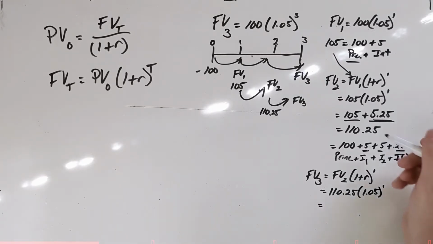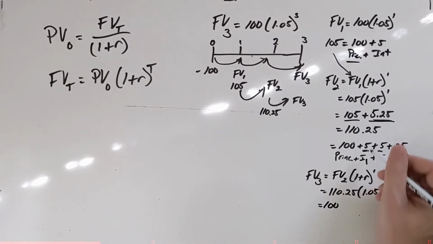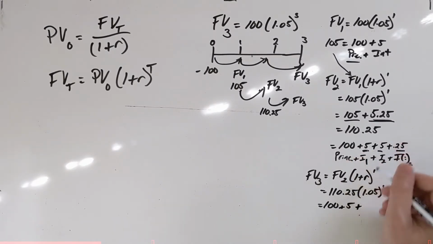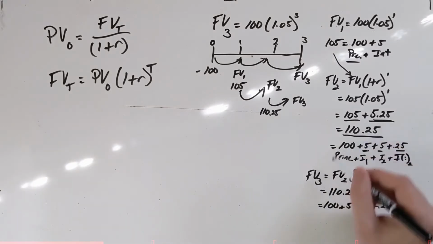Okay, so what's going to happen? Well, we're still going to get to keep our original $100. We had $5 from year 1's interest. We get $5 from year 2's interest, okay? And then we get the 25 cents that came from year 2. All right, now this is just future value 2.